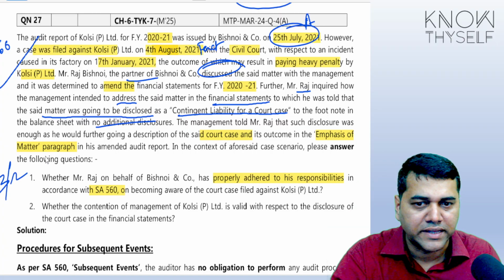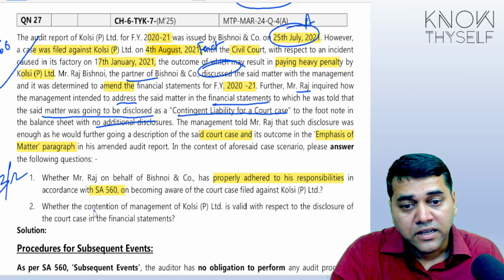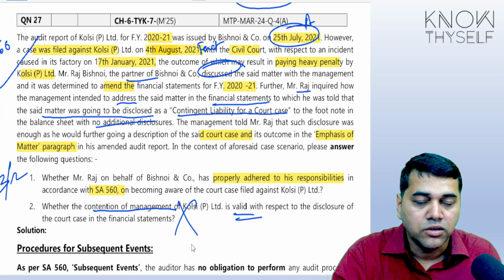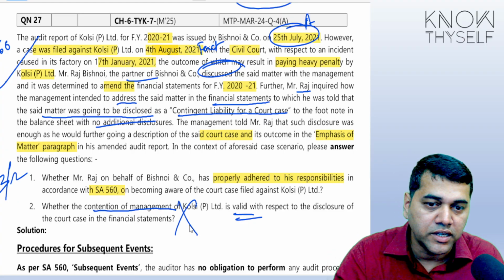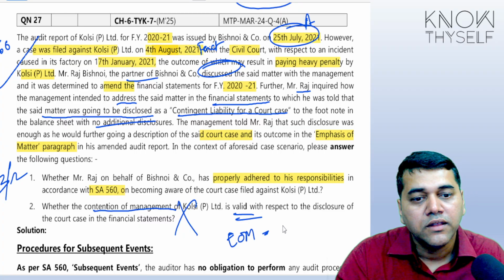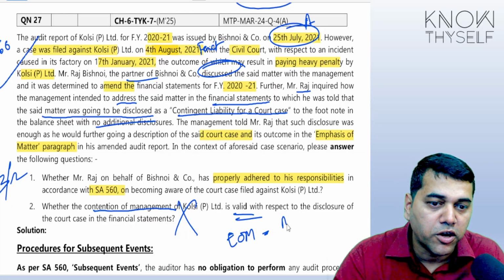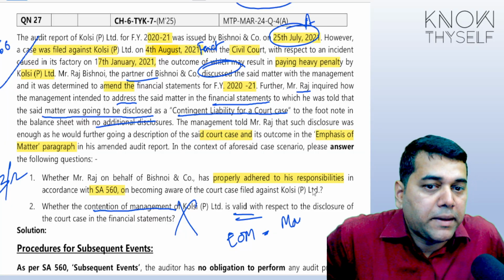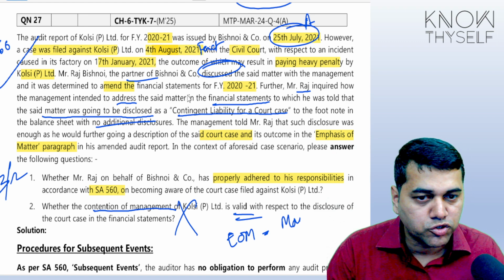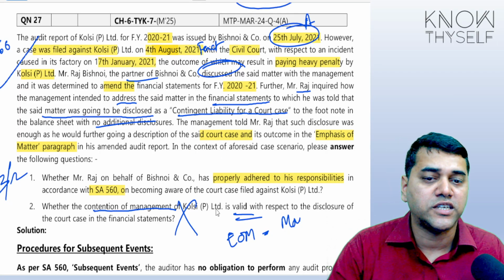Accordingly, you have to write some answer. Second, is the contention of management valid with respect to disclosure? Answer is no, because you have to tell here very specifically that emphasis of matter cannot be your replacement for modifications. Now, if the management has not disclosed in the annual statement, in their notes to accounts, you are supposed to modify this financial statement.